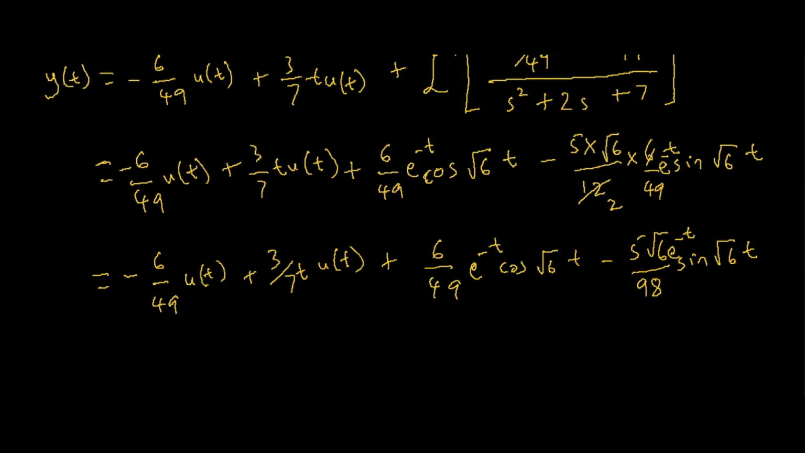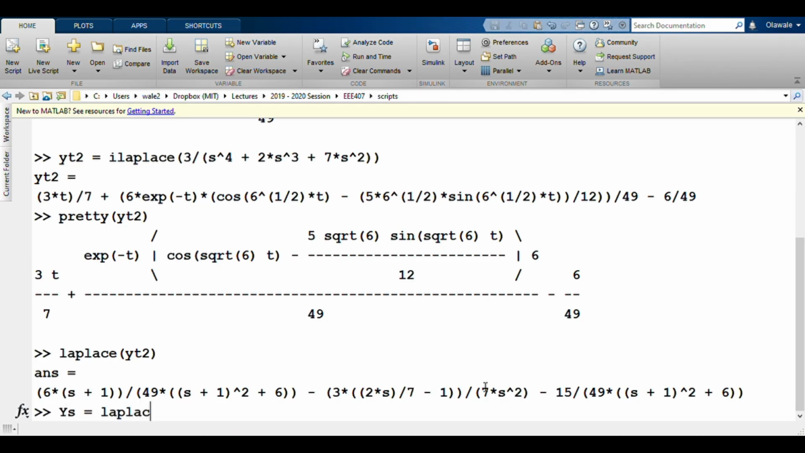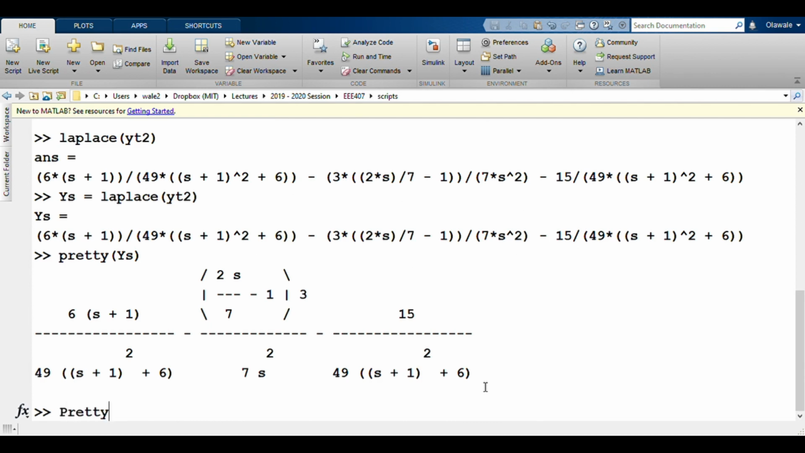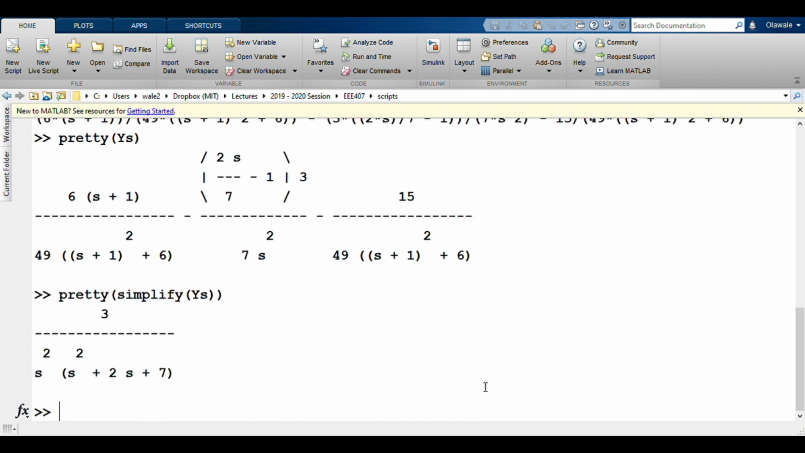Just in case you are curious, let's also have the Laplace of, let me call it ys, is equal to the Laplace transform of yt2, just in case we are wondering whether we can go backwards. And we have this, let's say again, pretty simplify. Let's simplify ys so that it combines all of them, if possible, into a single fraction, and it does. We have 3 over s squared times s squared plus 2s plus 7, which is our original expression. So yes, we can actually go back and forth between what we had.